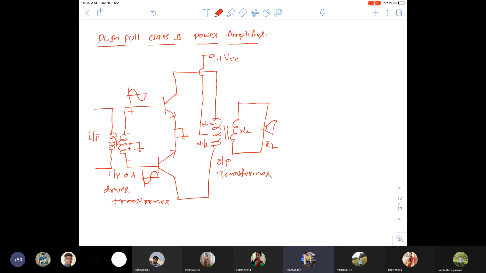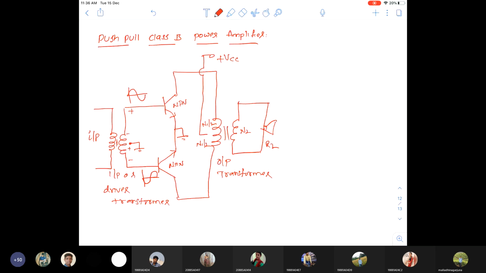Yes, sir. Okay, so this is the push pull class B power amplifier. Now see, I'm taking both NPN transistors. See the arrow mark of the emitter. It is coming out of the transistor, so it is NPN. So both are NPN transistors.